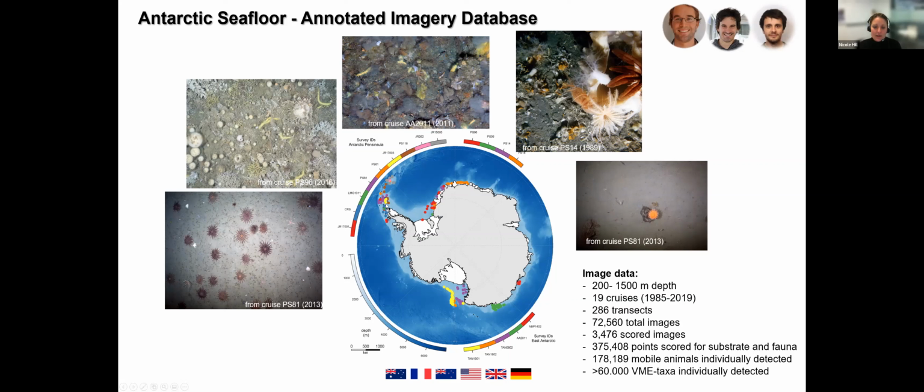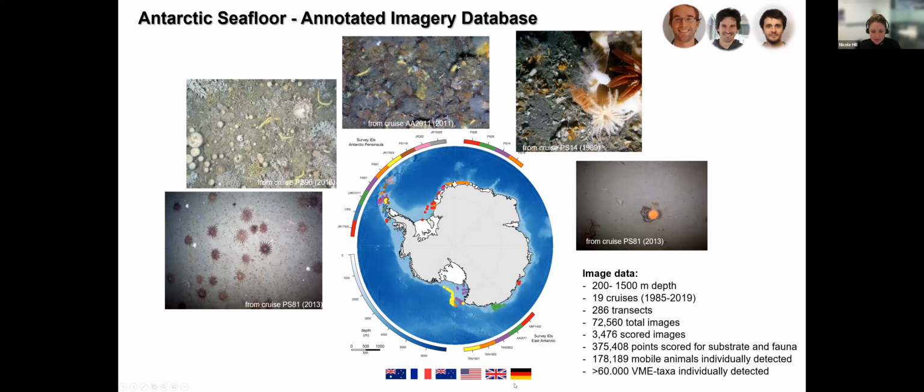Lots of this data had already been annotated, but by different groups for different things, using different schemes and different approaches. So it wasn't readily comparable. What we've got here is a consistently annotated circumpolar, rigorously QA/QC data set of benthic biodiversity. We have image data from 200 to 1500 metres depth, from 19 cruises across 286 transects. We scored about 3,500 images, and we have hundreds of thousands of points where we've detected substrate and fauna, and VME taxa.